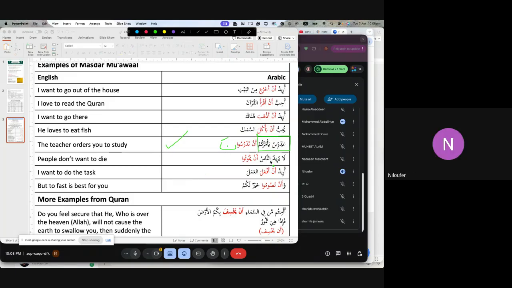And what to do? Orders you to study, so that becomes the maf'ul. Now, the teacher is Mubtada, right? Yes, Mubtada. And orders you is khabar, right? Yes, sister. What kind of khabar is it?